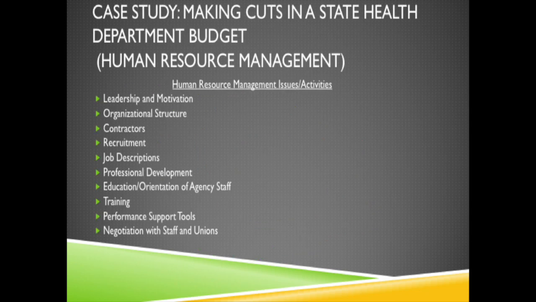In this case study, making cuts in the state health department budget, you're going to examine a budget and see how different areas of an organization operational plan is allocated. And in this example, when there is a 50% budget cut, where are the funds being reallocated or eliminated or reduced? And what are areas where budgets are increased? So these are things to think about when you look at the budget.